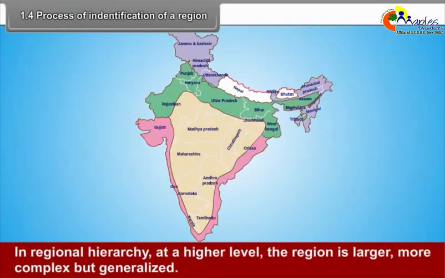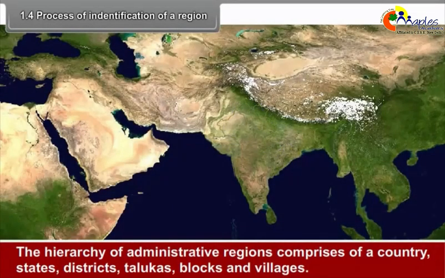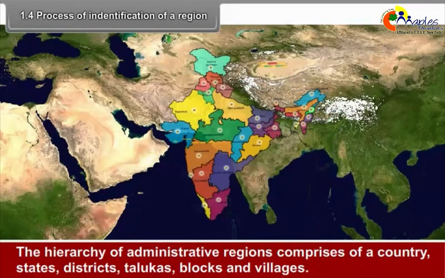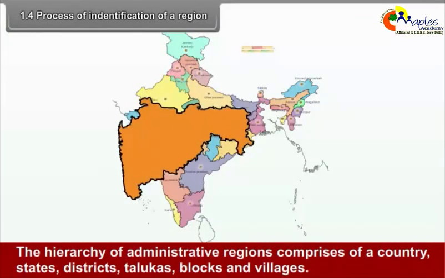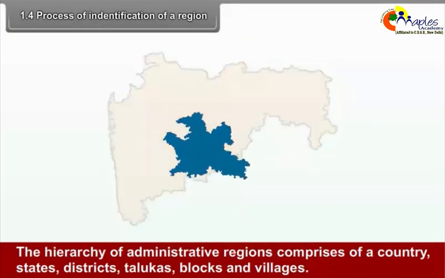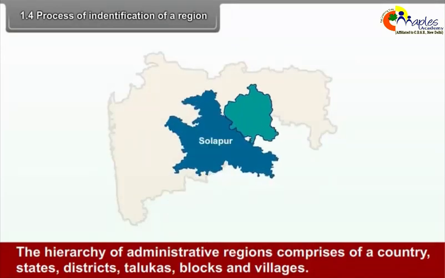In regional hierarchy, at a higher level, the region is larger, more complex, but generalized. The hierarchy of administrative regions comprises a country, state, district, taluka, blocks, and village.